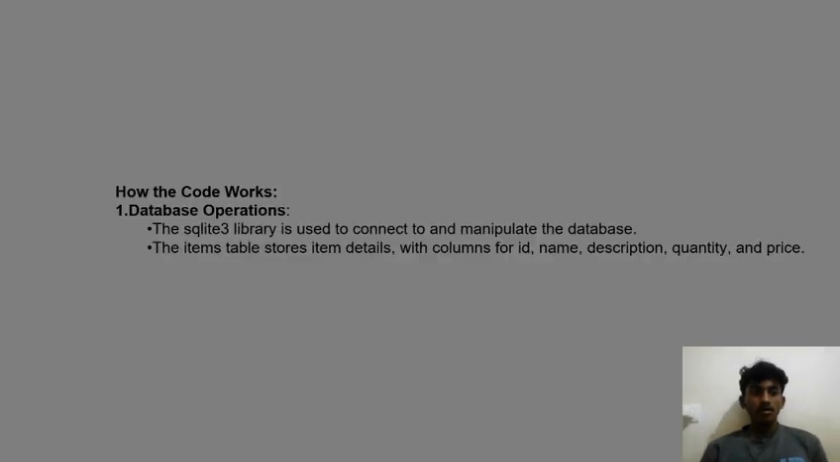Now let us discuss how the code works. Database operation. There are two steps. The SQLite3 library is used to connect and implement the database, and the next step is the item table stores items in the database with columns such as ID, name, description, price, quantity, etc.